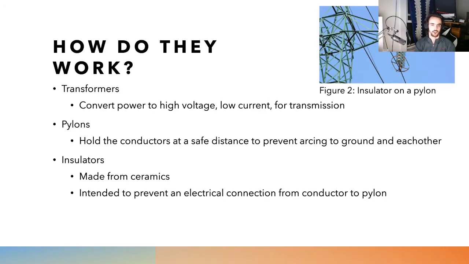So, part 2 of how they work. Well, we have some components. Pylons are used to hold the conductors, the wire, at a safe distance above the ground and from each other's wires, so the magnetic fields don't cause any arcing. And then there are insulators, which are made primarily from ceramics. You can see in the top right an insulator, which is intended to prevent electrical connection between the conductor and the pylon, which would then ground the power that is transmitted into the pylon. Very essential.